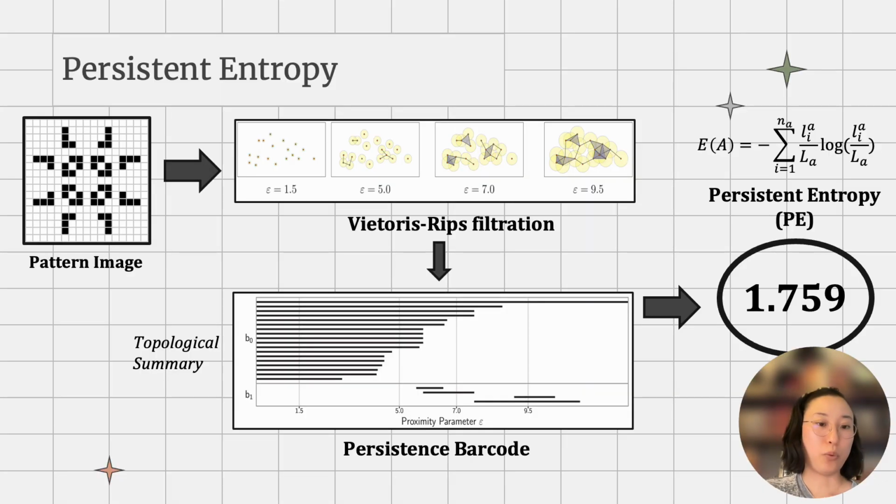What we did was we took the input of an image of the pattern and we did some filtration and found the persistence barcode from that filtration. And once we had the persistence barcode, we could calculate the persistence entropy. And that is how we went from getting an input of an image to an output of a single number that summarizes the topological features of the input image.